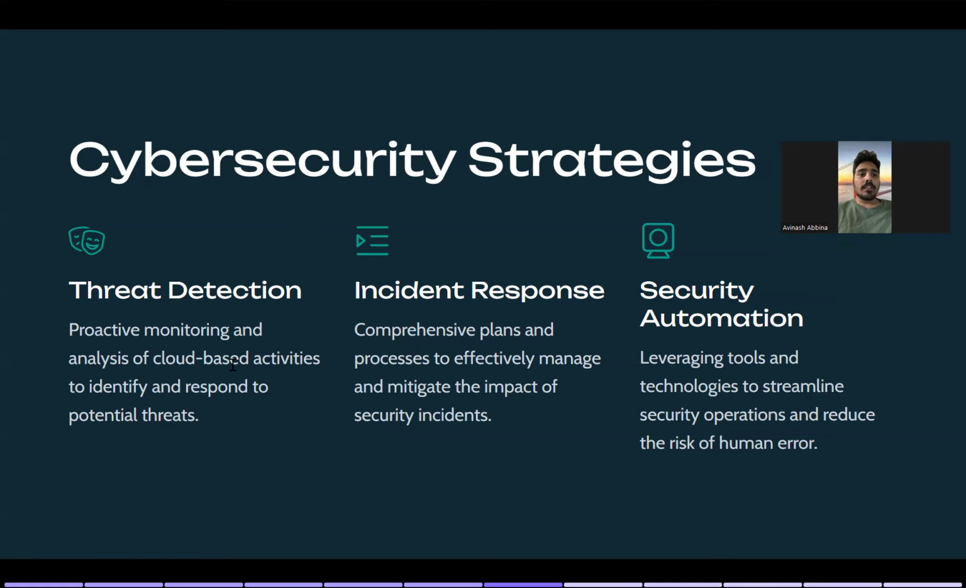So the second one is incident response. This comes after the security breach is detected. This involves comprehensive plans and processes to effectively manage and mitigate the impact after the security breach has happened. The third one is security automation, which involves leveraging tools and technologies to streamline security operations and reduce the risk of human error. Security automation is now the more involved side of cybersecurity strategies in cloud computing, in which many strides are happening using artificial intelligence and various tools.